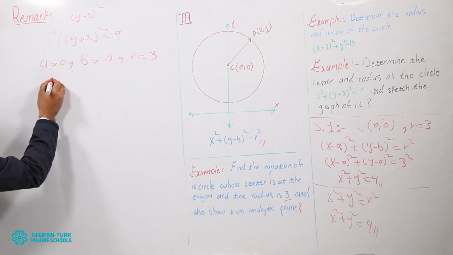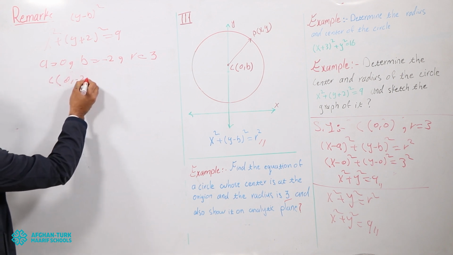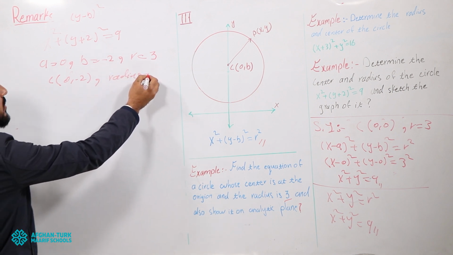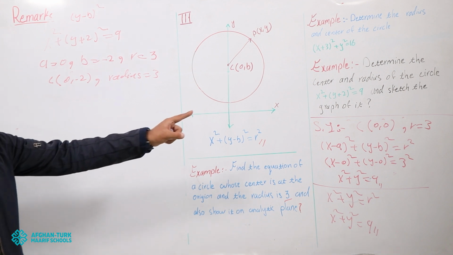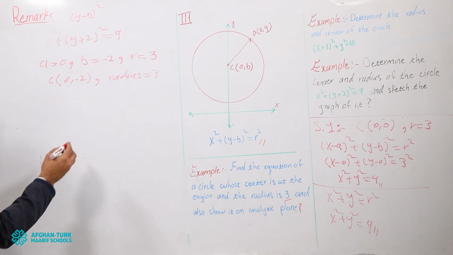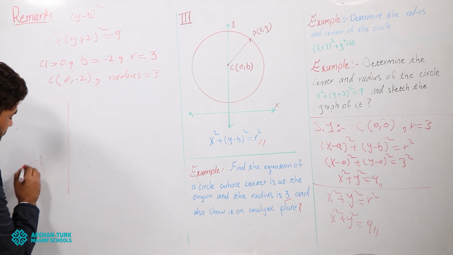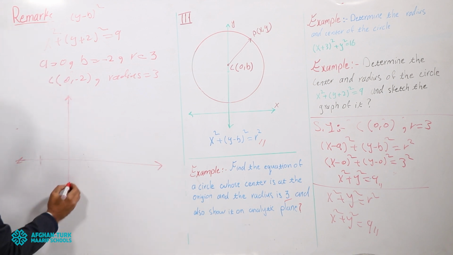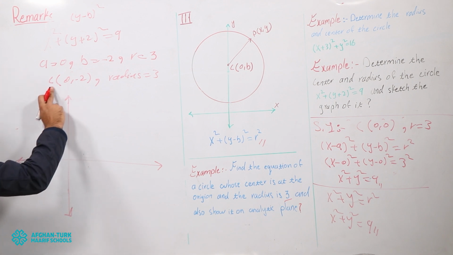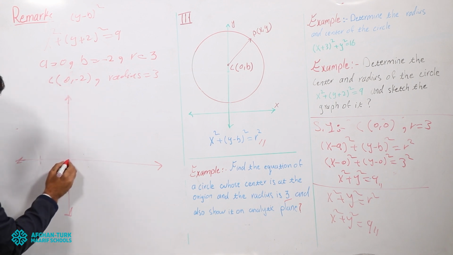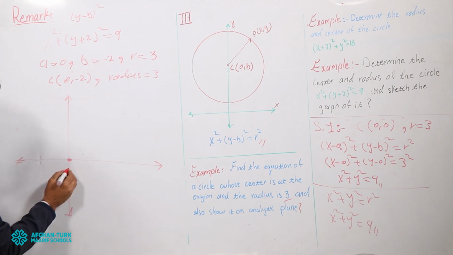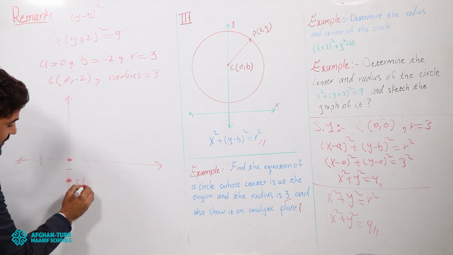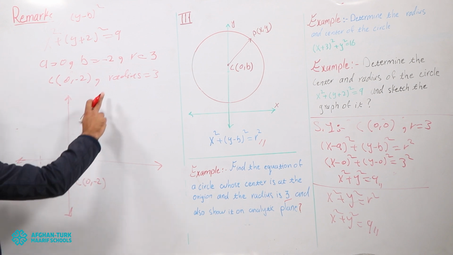So the center of the circle is (0, minus 2) and the radius is equal to 3. Now, sketch the graph of it. So we can also sketch the graph of the circle. First, I'm going to draw the coordinate plane in here. In here, the center is at 0 and minus 2. X is 0 and y is minus 2. Minus 1, minus 2. So this is the center of the circle, (0, minus 2). Now, the radius is 3.